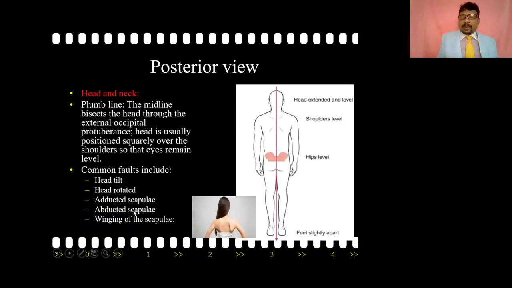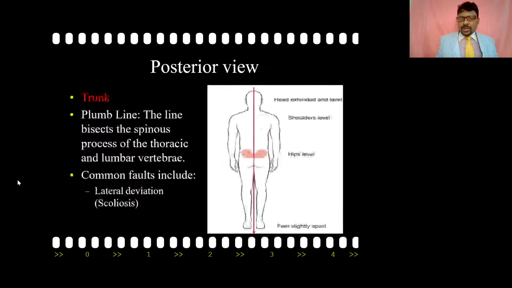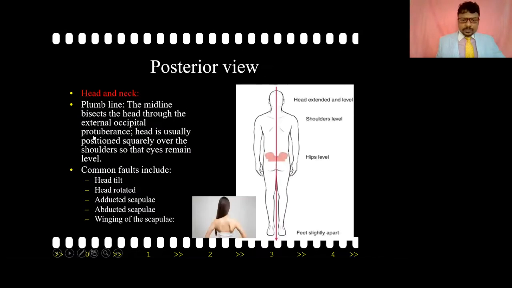Or an abducted scapula. Some people have a forward movement of the shoulder, so it is going to be abducted, and also adducted. And also winging of the scapula. We can easily find the winging of the scapula. You can see here the winging of the scapula. The scapula becomes prominent because of weakness of the serratus anterior muscle. So these are some abnormalities we can find while assessing the posterior plumb line test in the head and neck region.